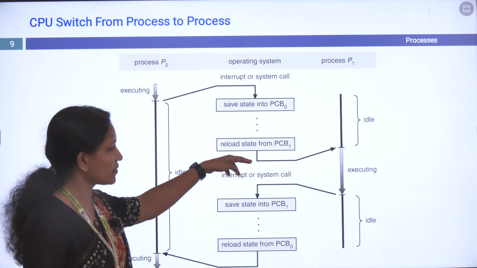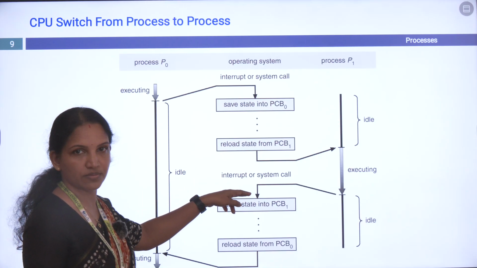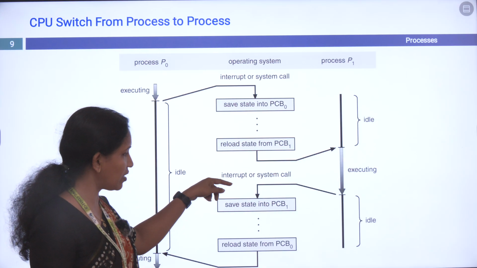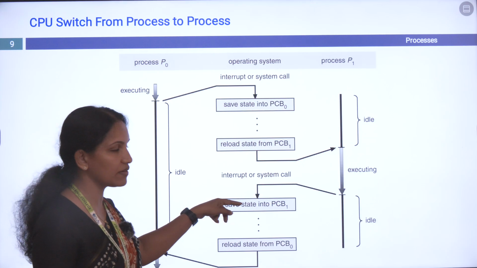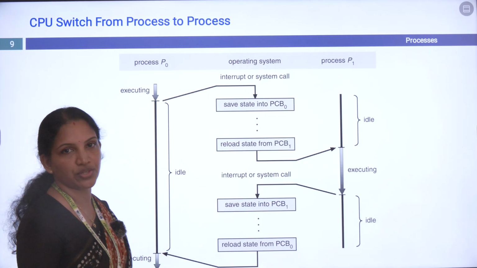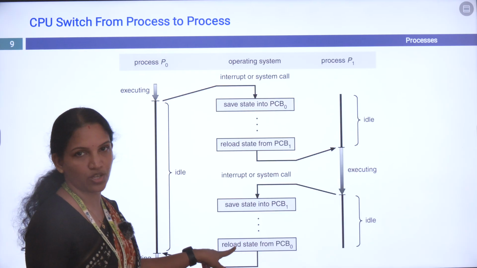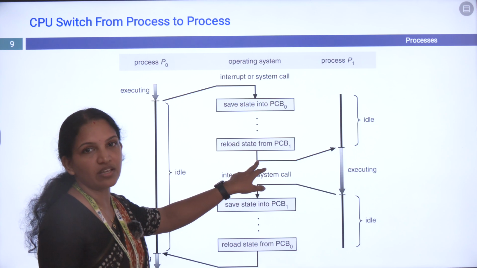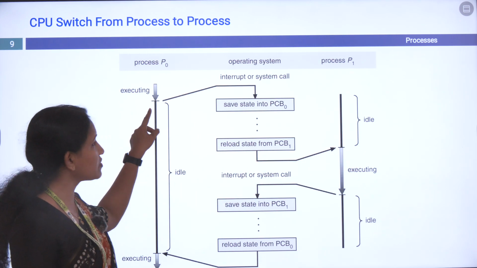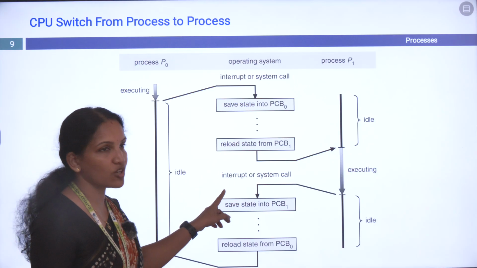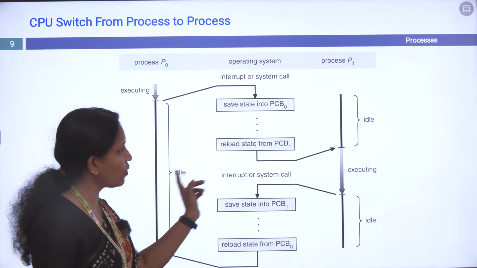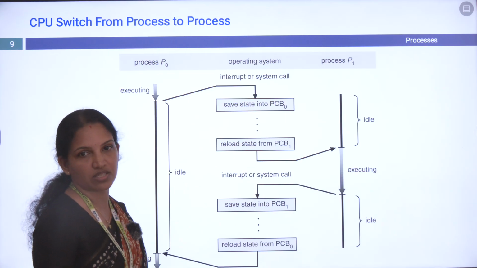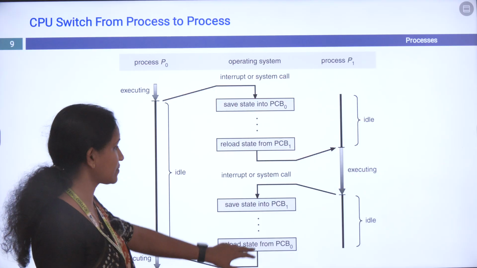Then again an interrupt or system call occurs, and again the processor will suspend the execution of P1. After completing the interrupt service routine, P0 can start execution again by loading PCB 0. When P1 is executing, PCB 1 will be active in memory, while when P0 is executing, PCB 0 will be active in memory. This is how the processor switches between different processes with the help of PCBs.